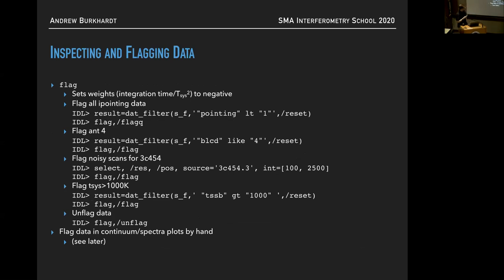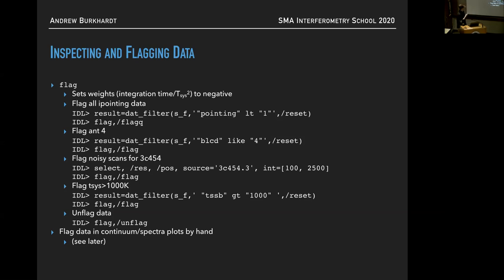A big thing as we're going through is that we're going to be flagging a bunch of data. We have two main ways you flag things in Miriad. You have the brute force way on the command line, which is the command flag. What you do is you load in some amount of data. For example, if I want to flag all the pointing data, it has a tag called pointing, and you can just flag all of that.